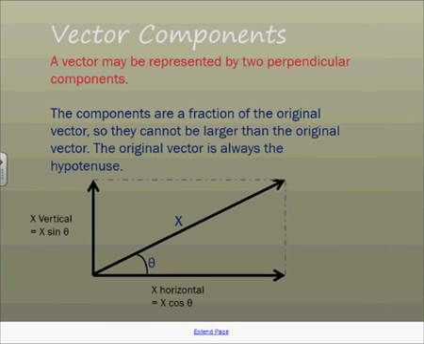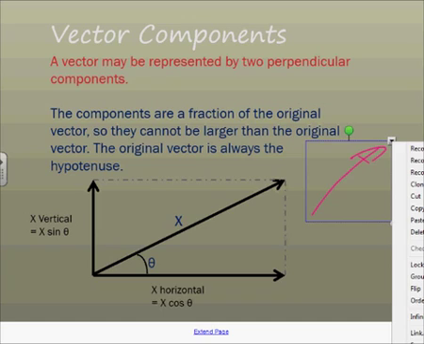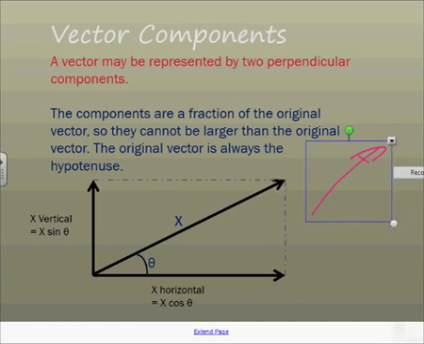Now, last thing here, vector components. A vector can be represented by two perpendicular components. In other words, if you have any sort of vector, if I just draw a vector there, if it was nice and straight, it would be much better. If I had that vector there, it will have two components. It will have a horizontal and it will have a vertical.